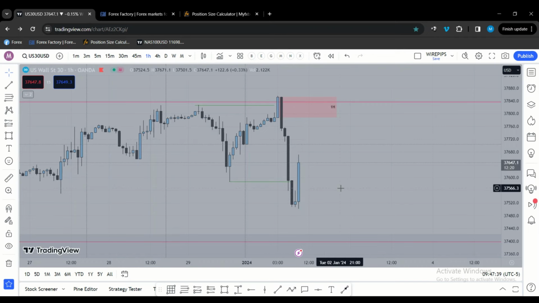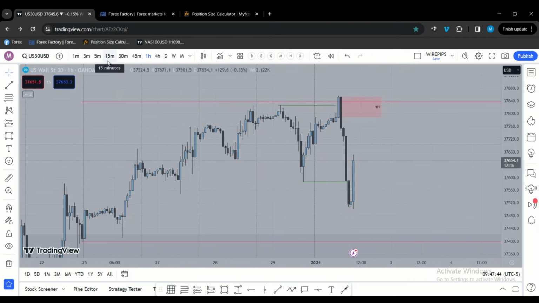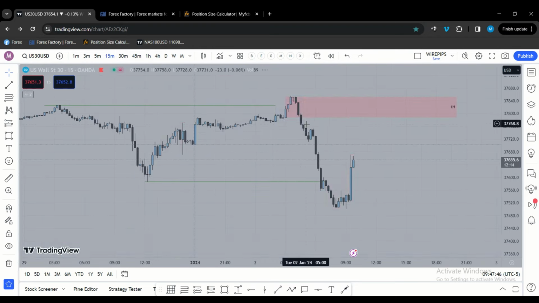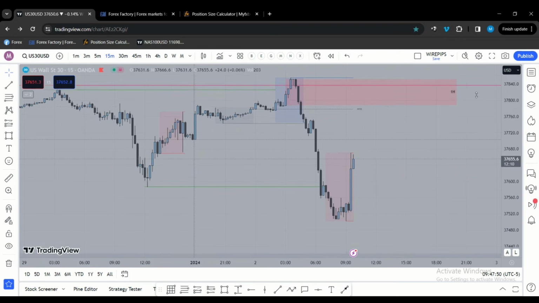Okay, so now what will we be doing? Currently, we are in the New York session. I've got this indicator that assists me to map out my previous session highs and lows. This is my Asian low here, got cleared here. This is my London low, got cleared, and this is my London high here.